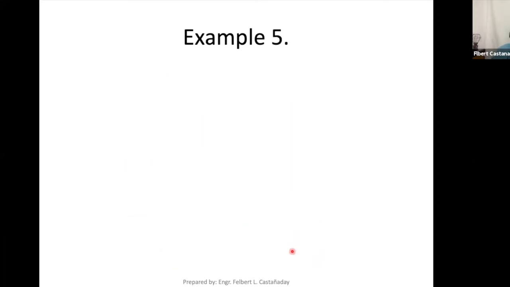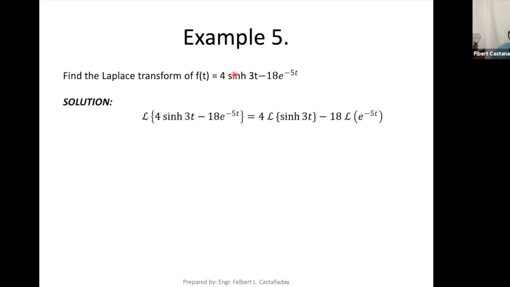Example number 5. Find the Laplace transform of 4 hyperbolic sine of 3t minus 18 times e raised to minus 5t. This given function has 2 terms, so we can determine the Laplace of the first term and then the Laplace of the second term. We can rewrite it in this form: 4, you put that before the operator, Laplace of hyperbolic sine of 3t, minus 18, you put that before the operator, Laplace of e raised to minus 5t.